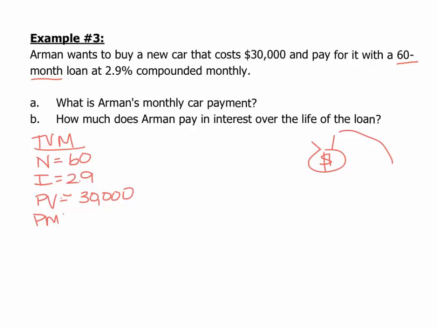My payment, this is the goal. This is the thing that I want to find. My future value is the amount that we want to end up owing after 60 months. And so hopefully that's 0. And my payments per year and my compounding per year, these are both 12. So we're going to input these values in our TVM solver. We're going to stick our cursor on the payment and solve.